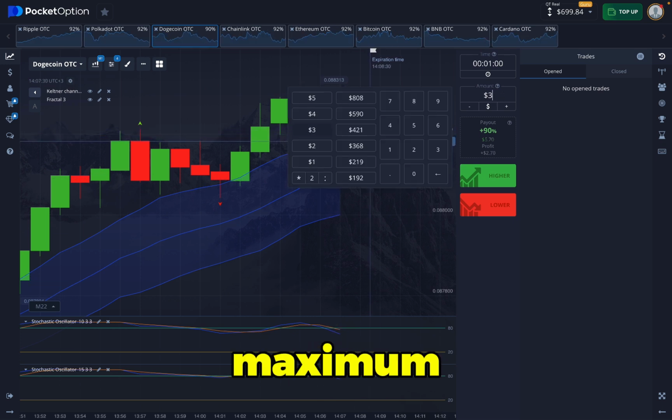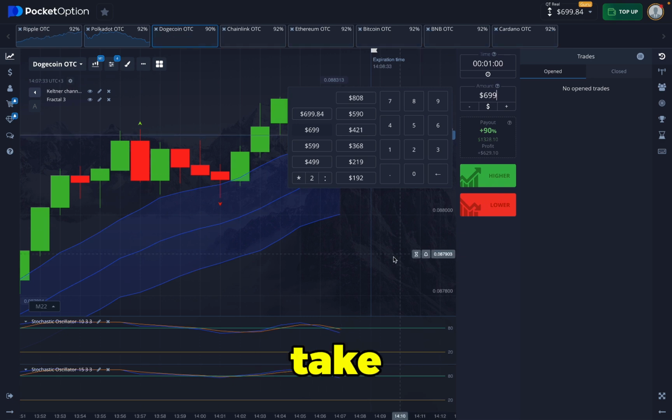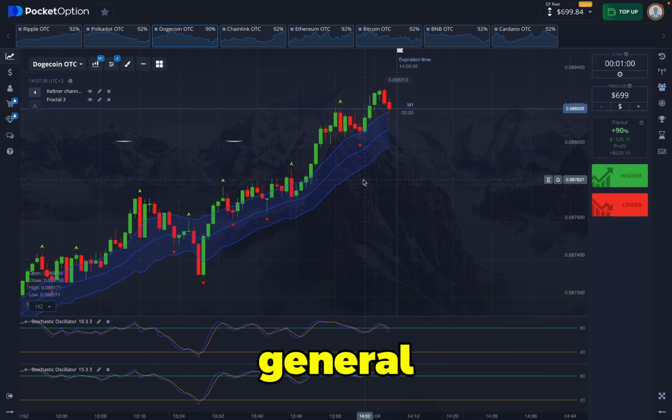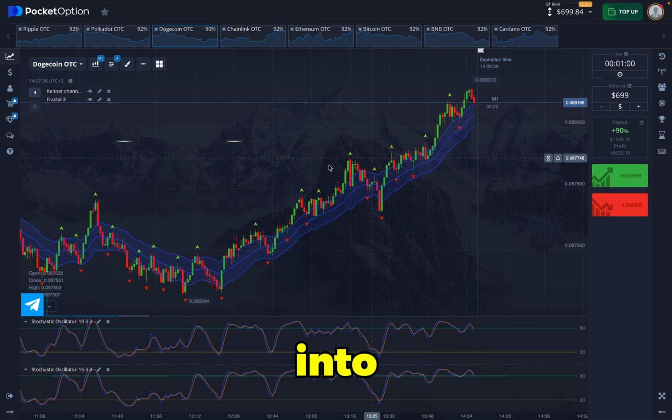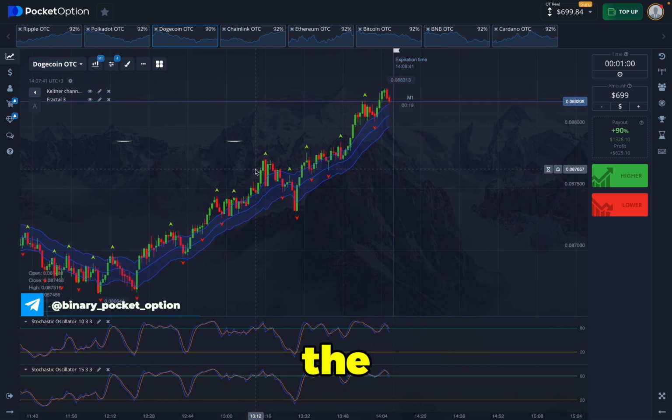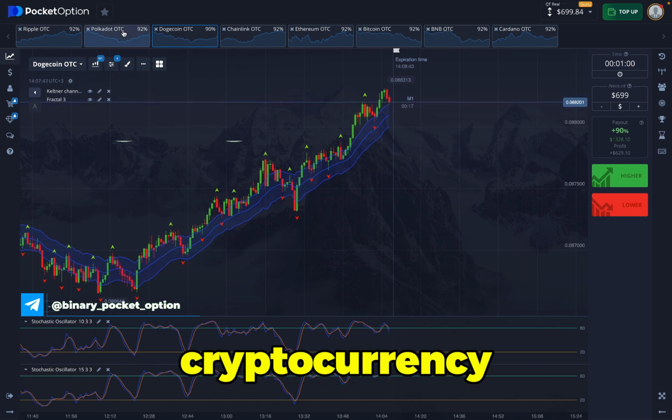Let's also make the next trade again. I will open for the maximum amount of the balance. We will take the risk again. In general, we will select the next entry into the transaction and continue the analysis and select the next cryptocurrency.